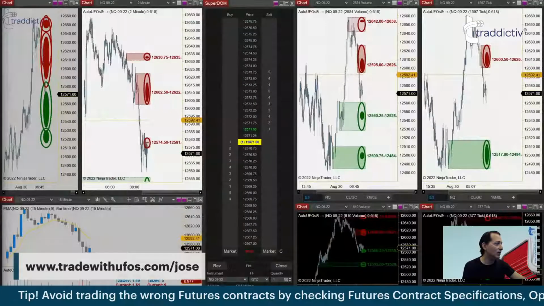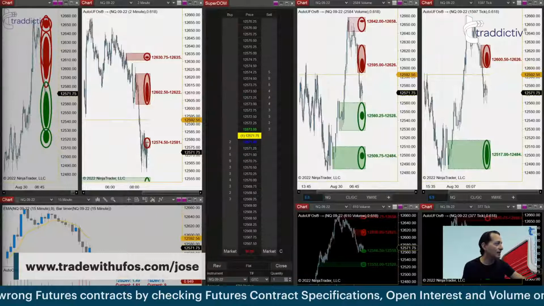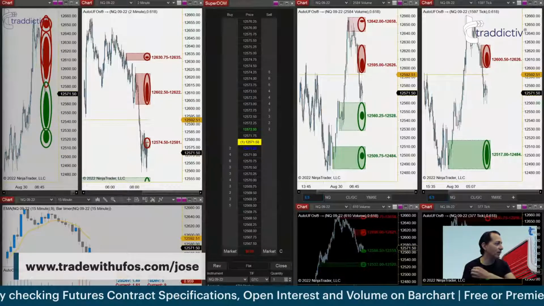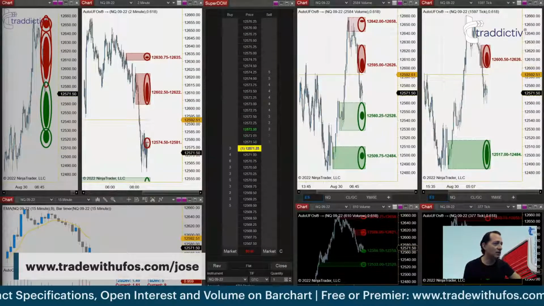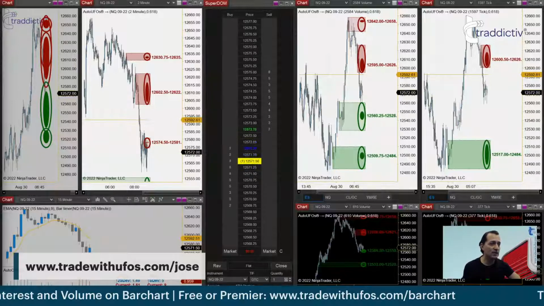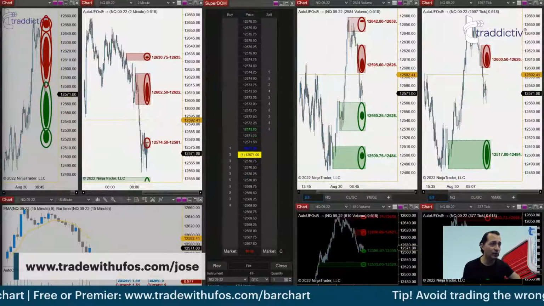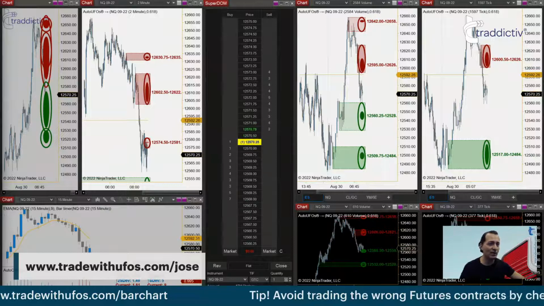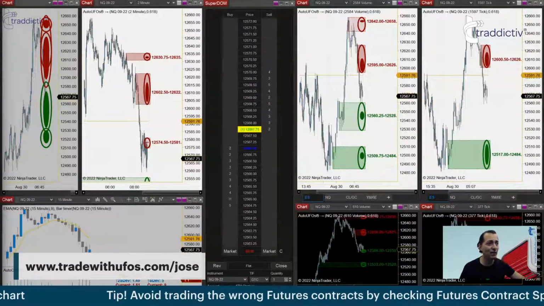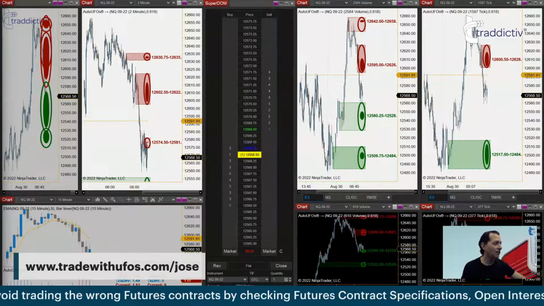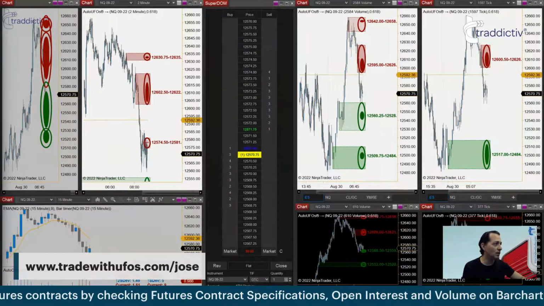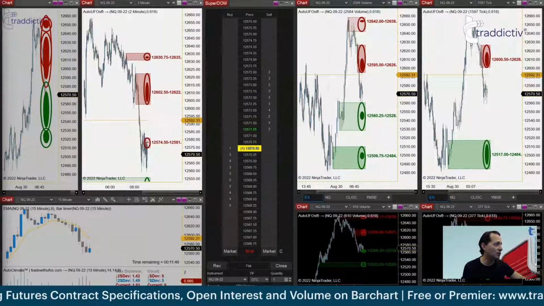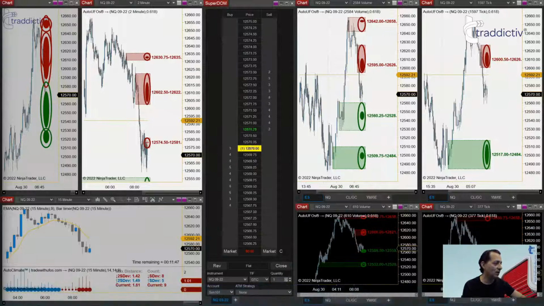tradewithufos.com/Jose. Also, in the bottom part of the screen, you may see that we also have information related to Barchart. In trading futures, it's critical that we use the right expiration, the contract that expires at the right time, the ones with the greatest level of volume and open interest. And for that, it's very convenient to use Barchart. So you may see me use Barchart during the session. And that's why we have this little running ticker in the bottom part of the screen. Okay, but I just got rid of it. And now we're going to focus on the charts.